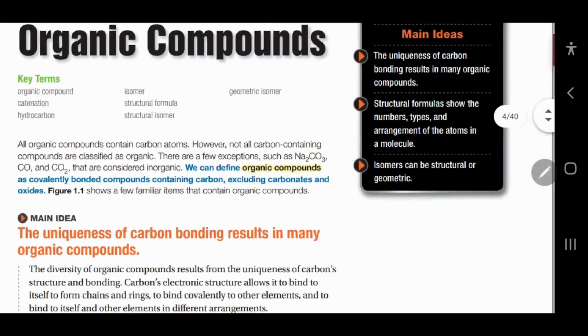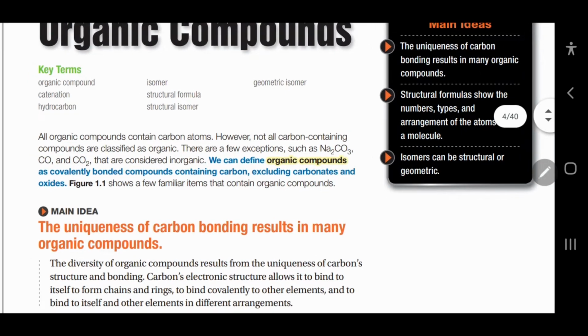As you can see here on this page, the organic compounds can be defined as covalently bonded compounds containing carbon, excluding carbonates and oxides. So carbonate, which is CO3 2 minus, is not an organic compound, and oxides like, for example, carbon dioxide and carbon monoxide, CO and CO2, also are not organic compounds. So the organic compounds are mainly made of carbon and usually with hydrogen with some other elements.